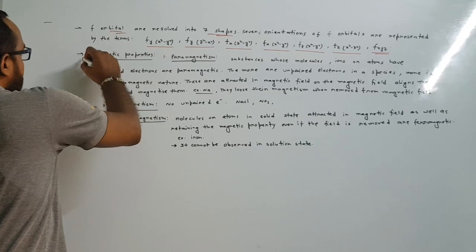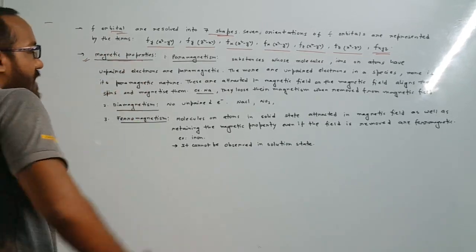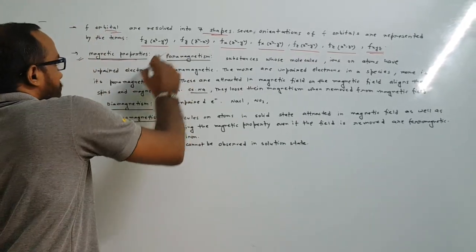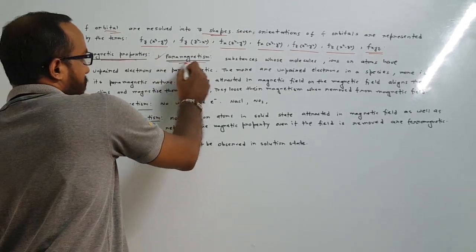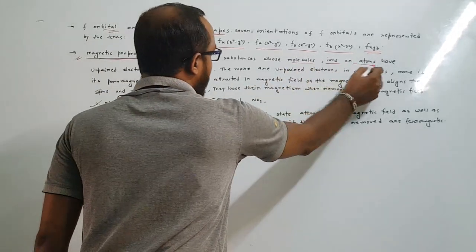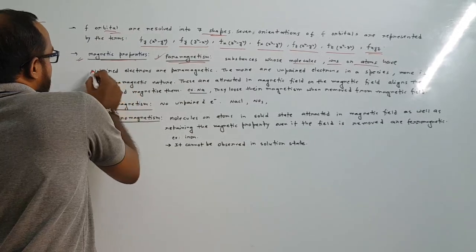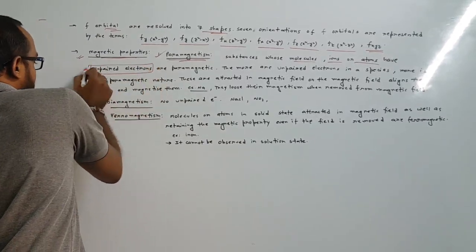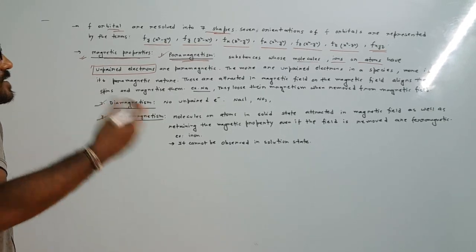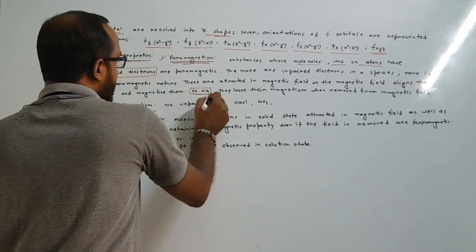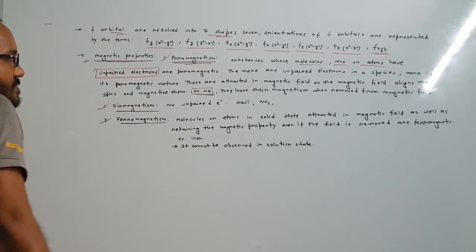So let us continue to the next topic, that is magnetic properties. In magnetic properties we have paramagnetic, diamagnetic, and ferromagnetic. Paramagnetic are those substances, molecules or ions that have unpaired electrons. This is extremely important. The more unpaired electrons it has, the more paramagnetic its nature will be. Example, sodium is a paramagnetic material.